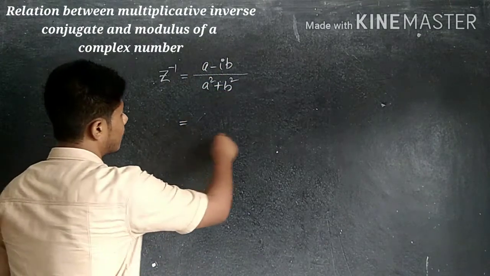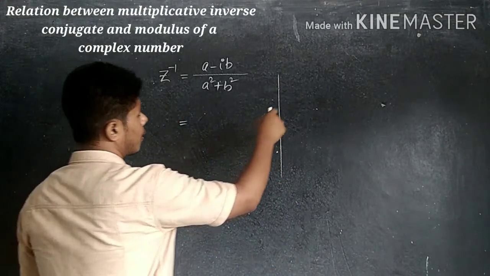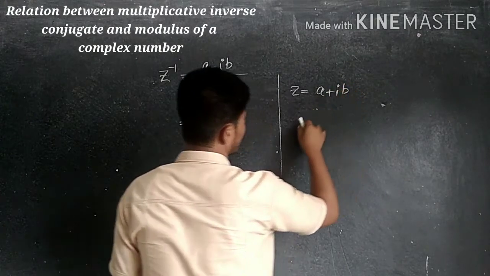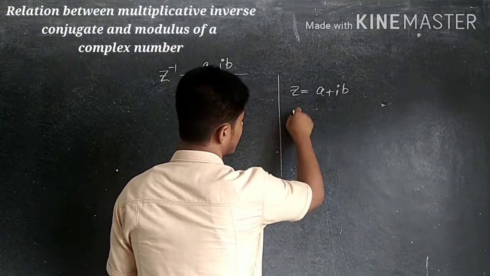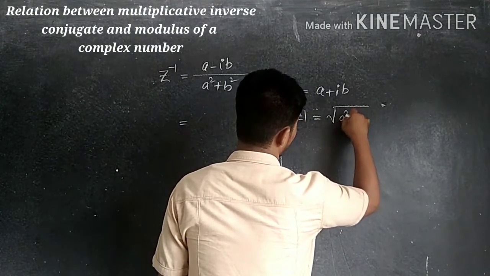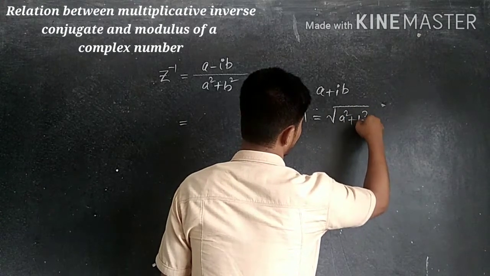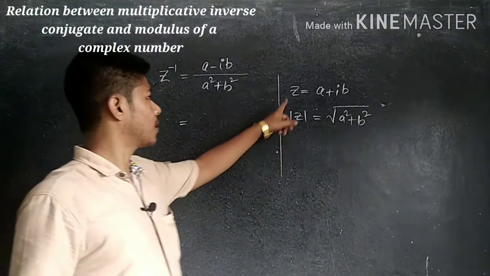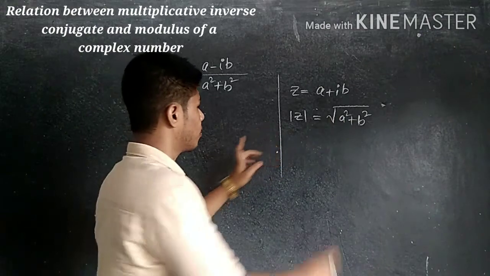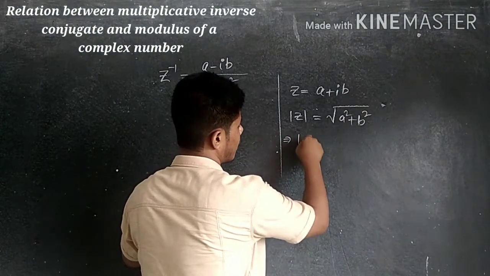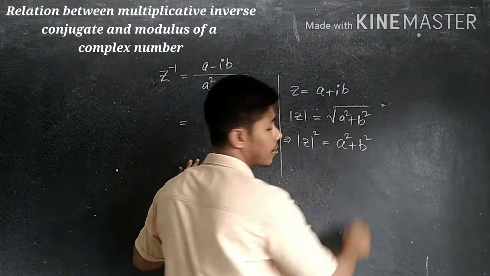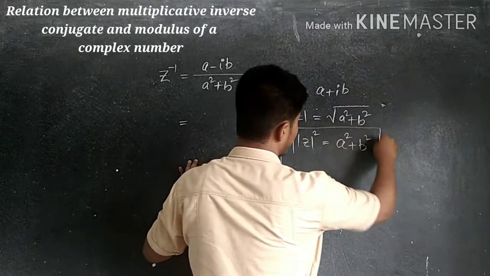Now if you see here, if z is the complex number a plus ib, is it not? What is the modulus here? We write modulus of z equals root over a square plus b square. You see, if a complex number is given to us, we write the modulus of z in this way. Now squaring both sides, what do we get? If we square this on both sides, then modulus of z square equals a square plus b square. Is it clear? So that is one result.